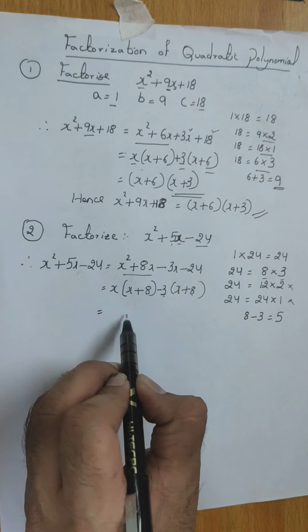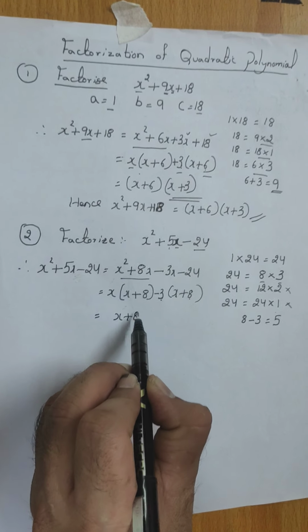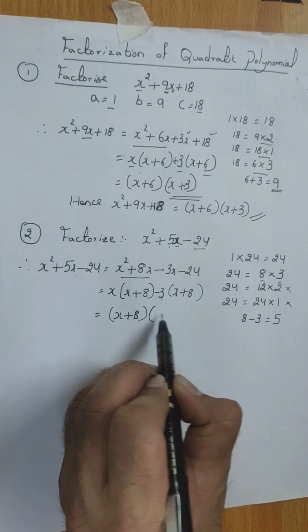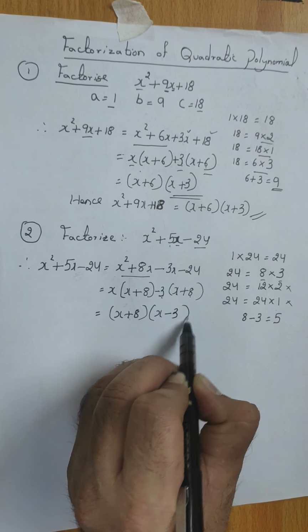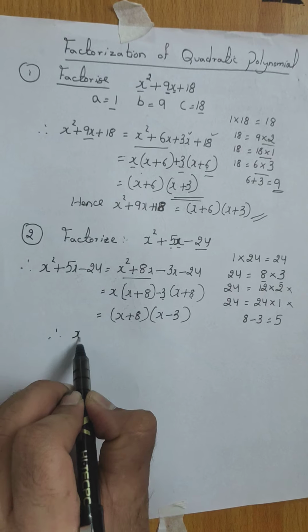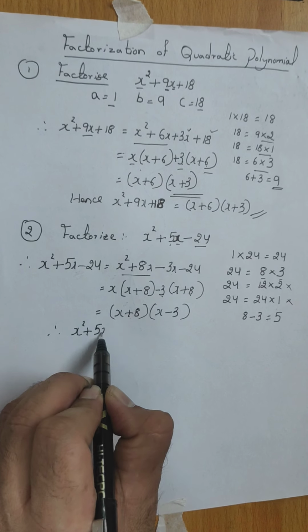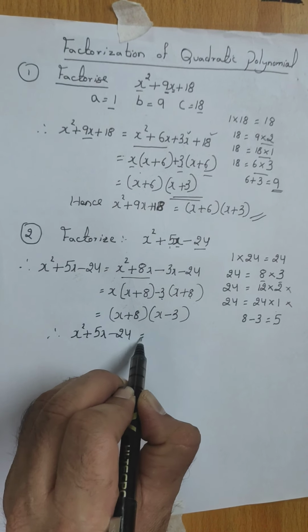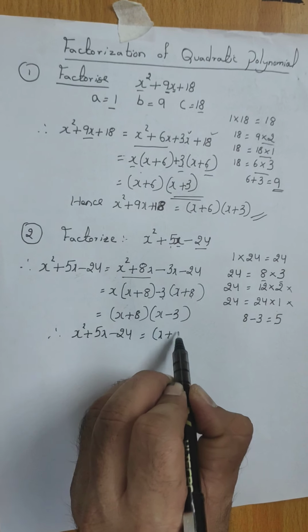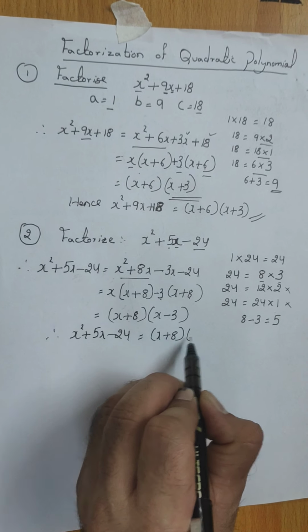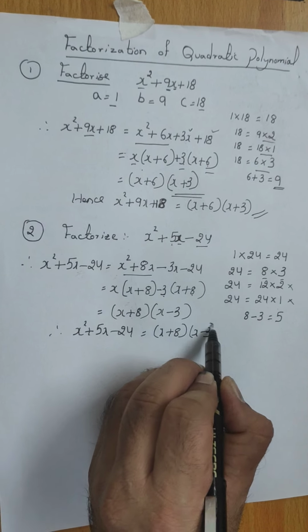So what is common in these two? X plus 8 is common. So what is left? X minus 3. So therefore x square plus 5x minus 24 is nothing but these two factors, that is x plus 8 and x minus 3.